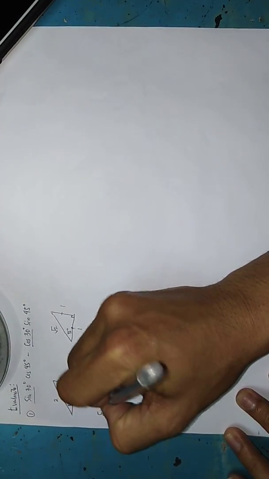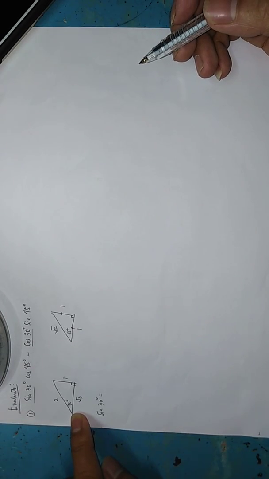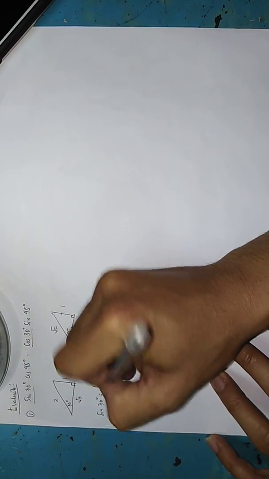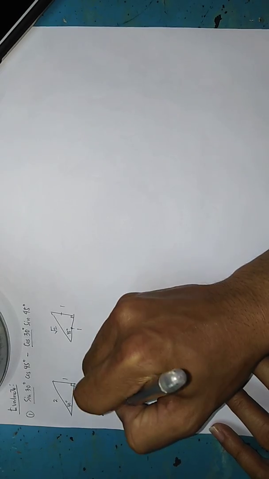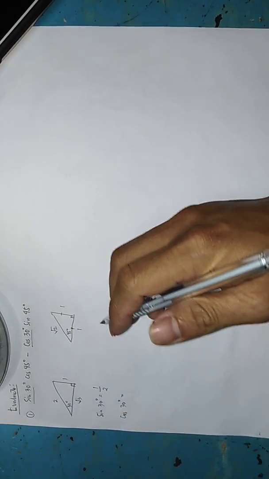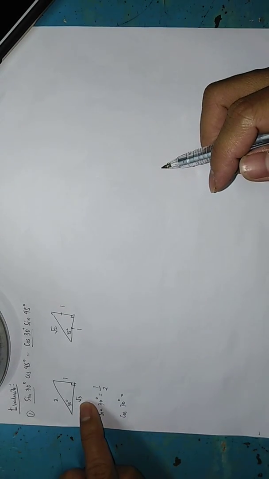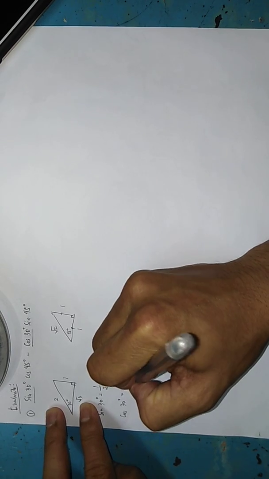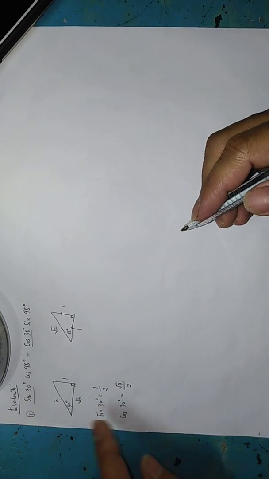Sine 30 is opposite over hypotenuse, or 1/2. Check the earlier triangle, it's 1/2. Next, cosine 30 degrees is adjacent over hypotenuse, so square root of 3 over 2. Okay, so that's the two for 30.